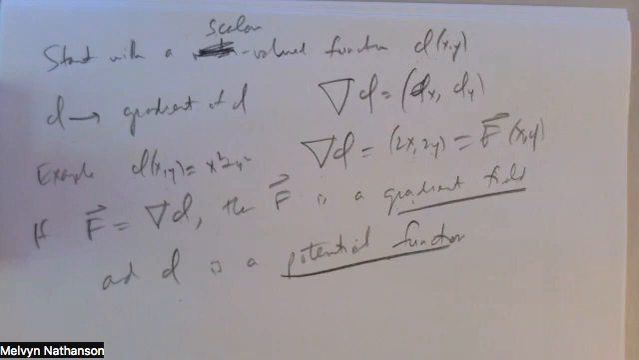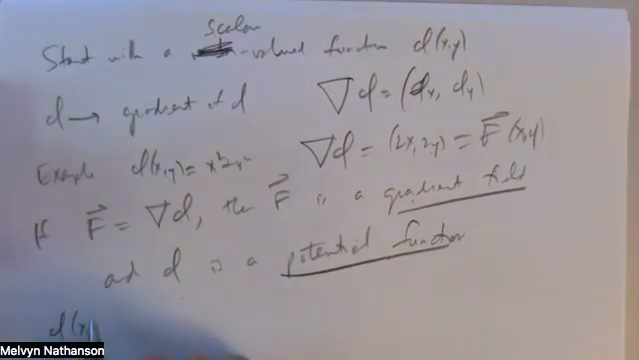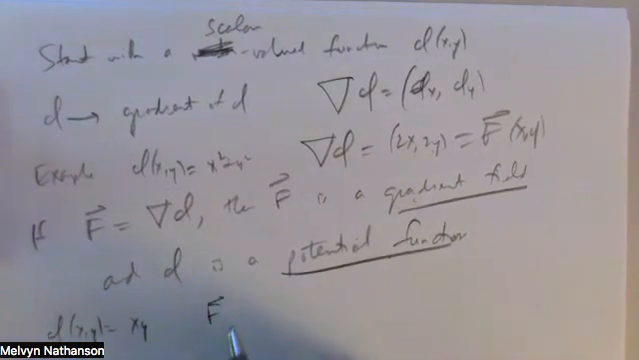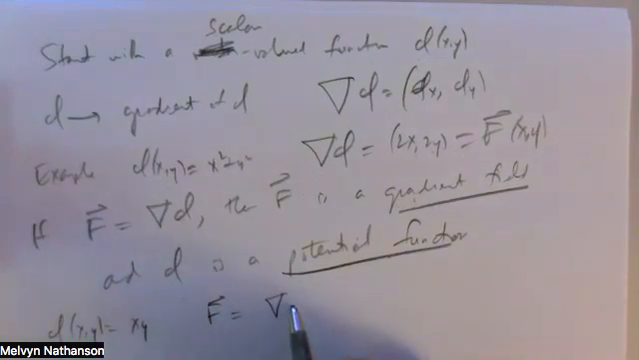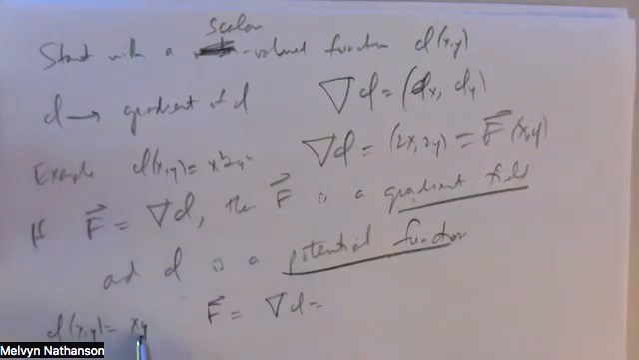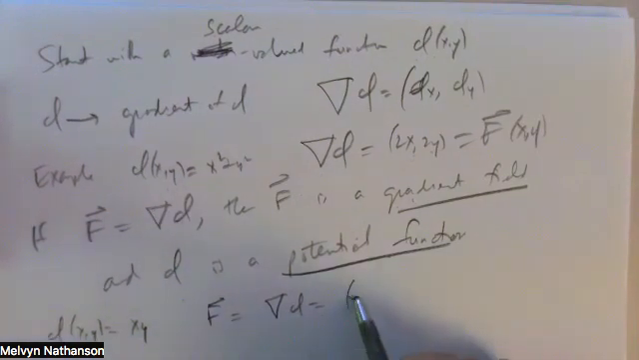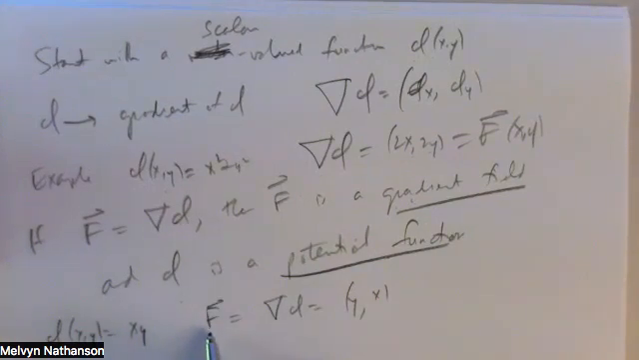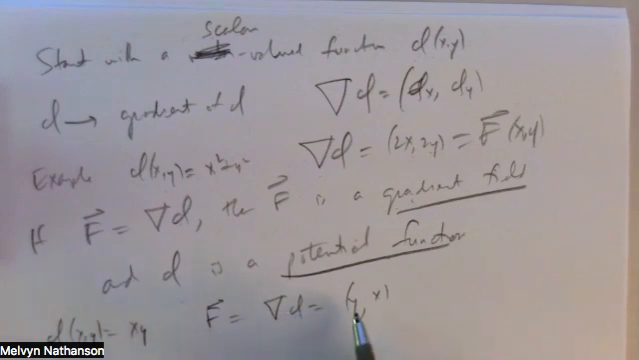Let's take another example. If phi of x, y is just x times y, then the corresponding vector field F, which is the gradient of phi: if you differentiate with respect to x, you get y. If you differentiate with respect to y, you get x. So the gradient field associated with this potential is y comma x.